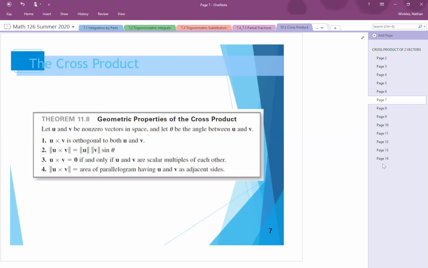U cross V is equal to 0 if and only if U and V are scalar multiples of each other. The magnitude of U cross V is equal to the area of the parallelogram having U and V as adjacent sides. So these are some geometric things that we want to keep in mind and start trying to visualize a little bit here, because when you make it to Calculus 3, that has all this more 3D version in it, you're going to need a good basis for everything here.